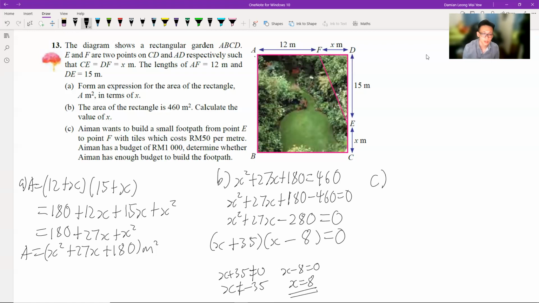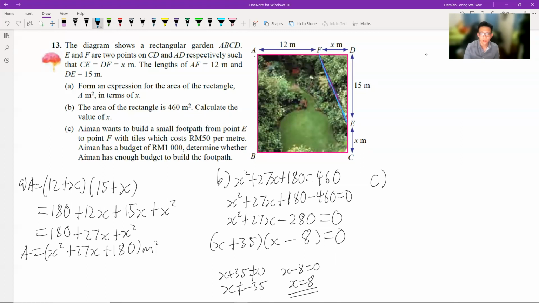And part C, determine. So Aiman wants to build a small footpath with tiles that cost 50 ringgit per meter. Okay. So Aiman has budget of 1,000 ringgit. Determine whether Aiman has enough budget to build the footpath. So from E to F is this one here. This one right here.